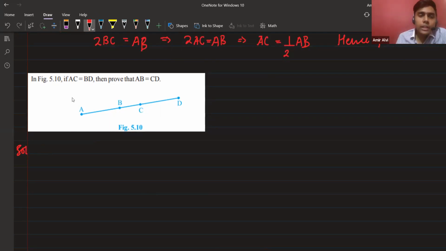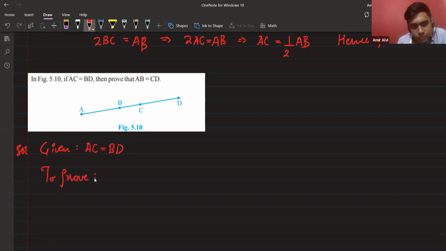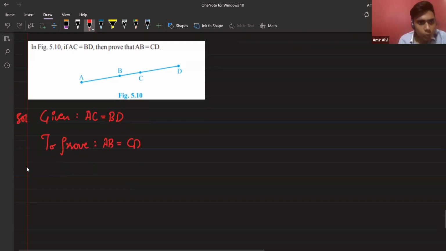Okay. So Simrat, in this question, we have to prove that AB is equal to CD. In the given part, it is saying that AC is equal to BD. And to prove what we have to prove, AB is equal to CD. Okay. So let's start the proof.